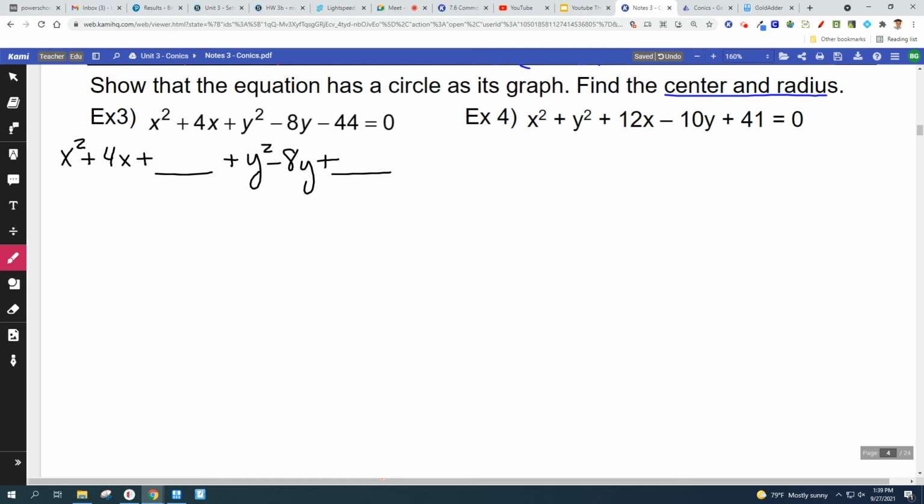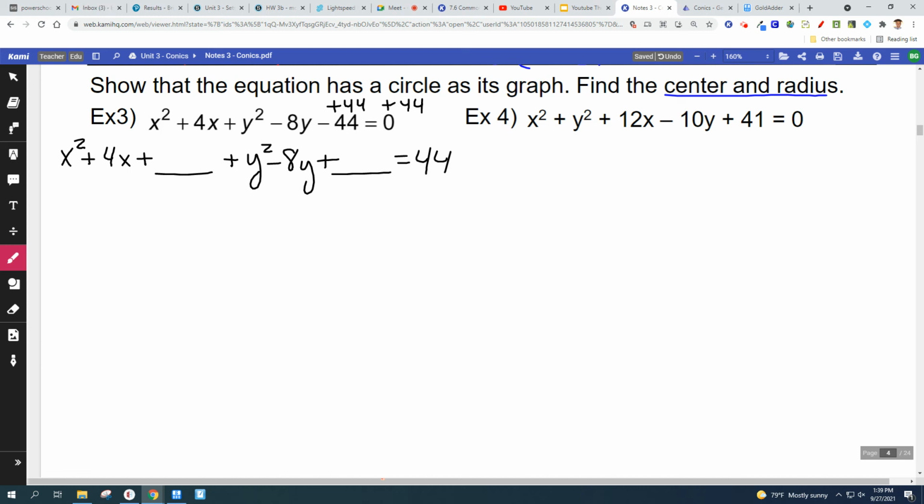And then that minus 44 is kind of in the way. I don't really want to do anything with that minus 44. So what I'm going to do is I'm just going to add it over to the other side just to get it out of my way. So clear that 44 out, move it over to the other side. I don't really care about that yet. It's important. You can't just get rid of it, but move it out of the way.